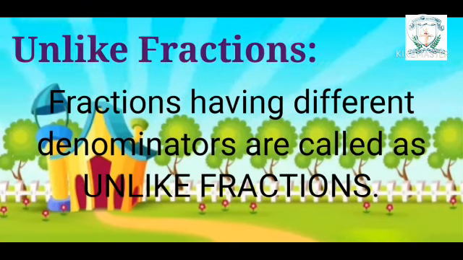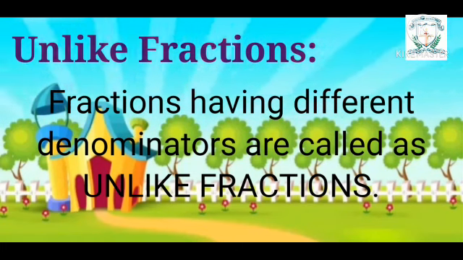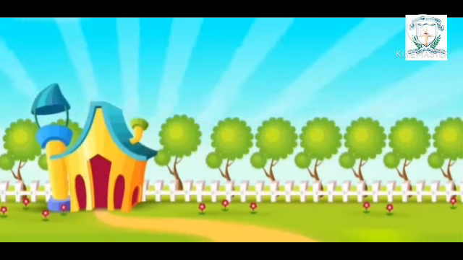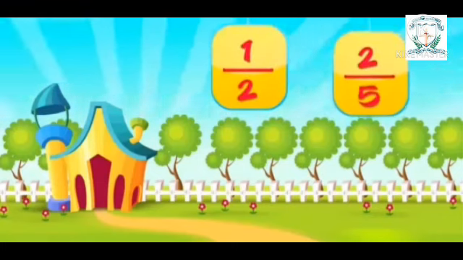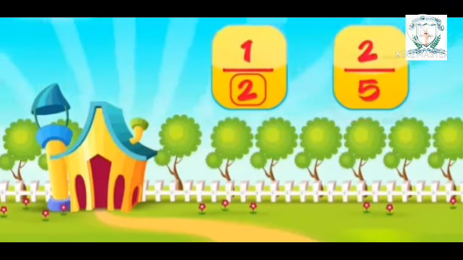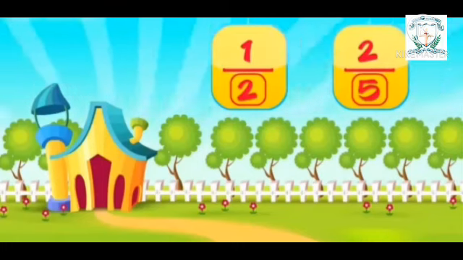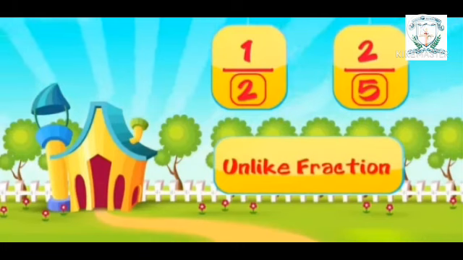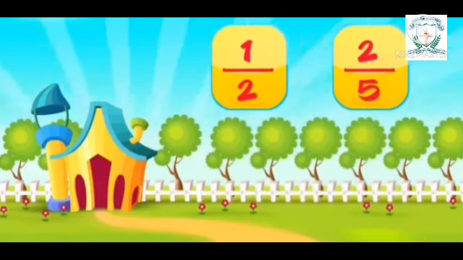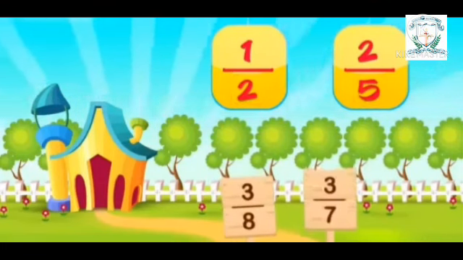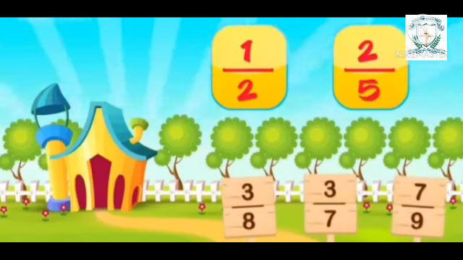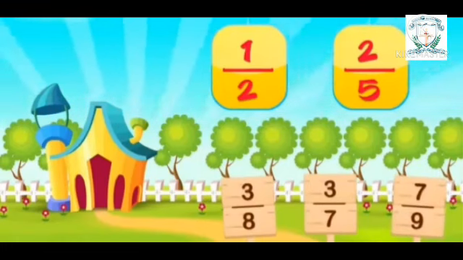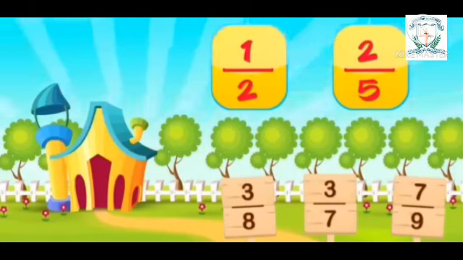Unlike fractions. Fractions having different denominators are called unlike fractions. For example, 1 by 2 and 2 by 5 are unlike fractions because the denominators are not the same. 3 by 8, 3 by 7 and 7 by 9. These all are unlike fractions because the denominators are not the same.